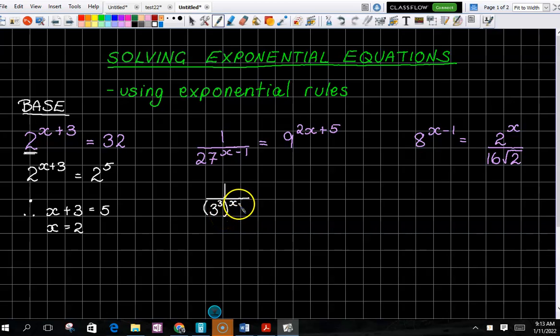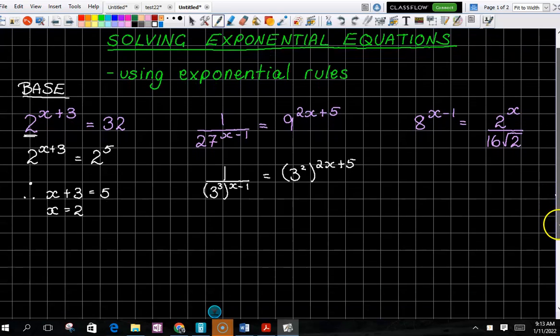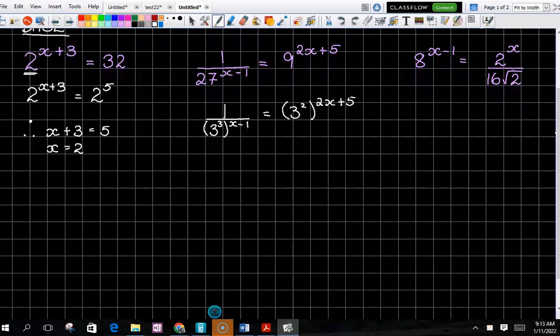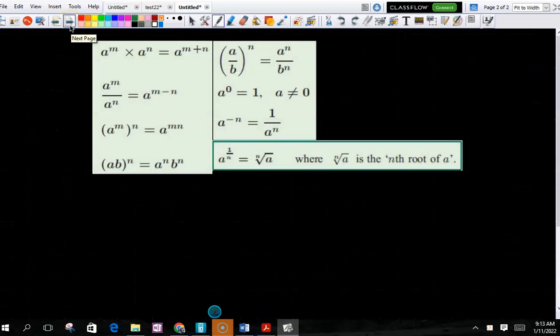And we've still got the power of x take 1. On the right hand side, we rewrite 9 as 3 squared, and again, that's to the power. Now you've got some choices here. We've got a few things that we can do. First and foremost, we want to have it 3 to something. At the moment we've got 1 over. So what happens when we have a 1 over something? How do we get rid of that power? We're going to use that rule there.